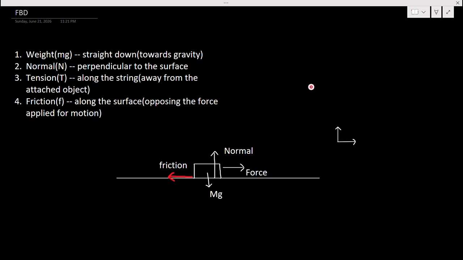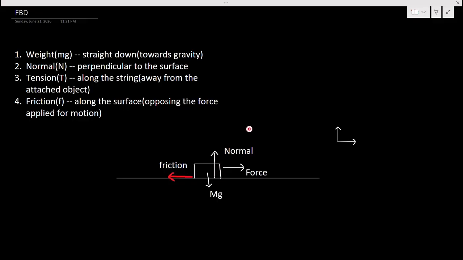So the first one is the weight, which is straight down, or we can say towards gravity. If in a fictional question there is gravity in another direction, the weight will go in that direction. But we assume in regular cases that gravity is downwards, so mg will be downwards, which is the weight. Normal: the normal is perpendicular to the surface. If the body's weight is downwards, it's applying force on the ground in the downward direction. So the ground will exert an equal and opposite force in the opposite direction, which we call normal. And it has to be perpendicular to the surface.